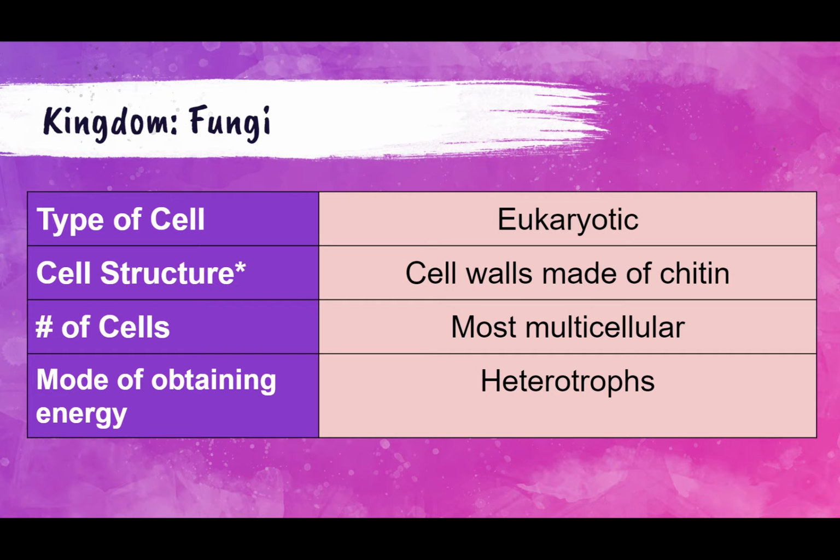So one of the biggest differences or the trip ups that people get is between plants and fungi. They are both multicellular and they are both going to be eukaryotic. But remember that your fungi are heterotrophs. They actually consume dead or decaying organisms, where your plants are all autotrophs.